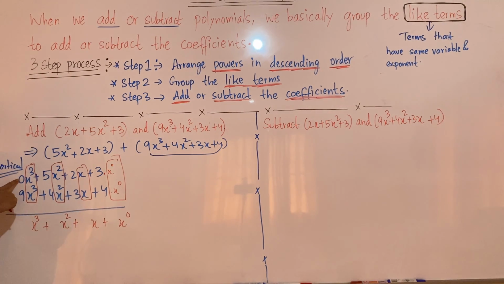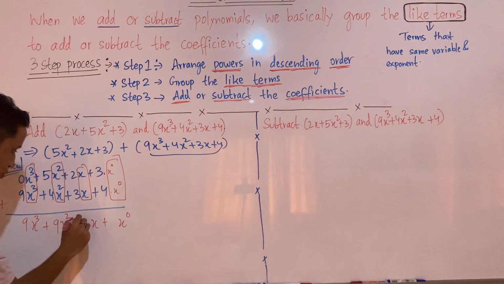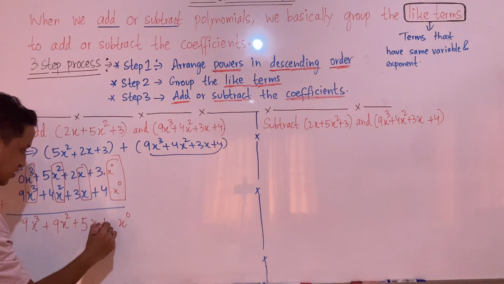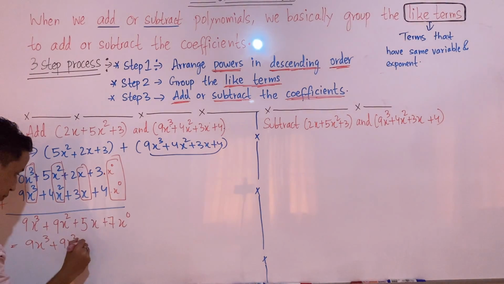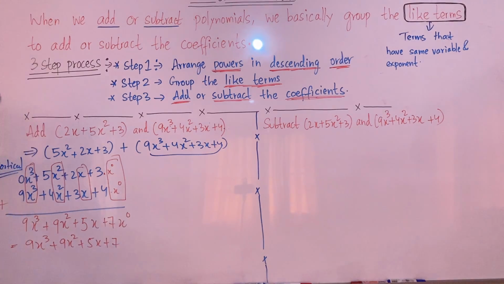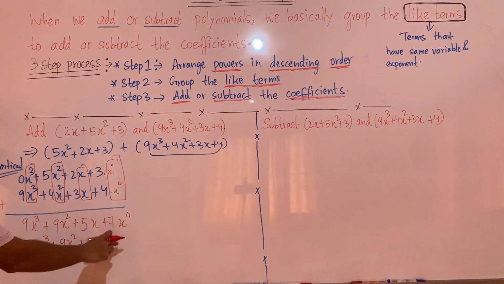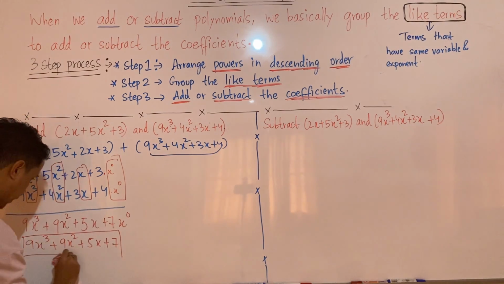Now add this way, add the coefficients: 0 plus 9, okay, then 5 plus 4, 9, then 2 plus 3, 5, and here 7. Now I can simplify it more. I will say 9x cubed plus 9x squared plus 5x plus 7. Why? Because x raised to the exponent 0 is 1. 7 times 1, 7. So this is going to be the final answer.